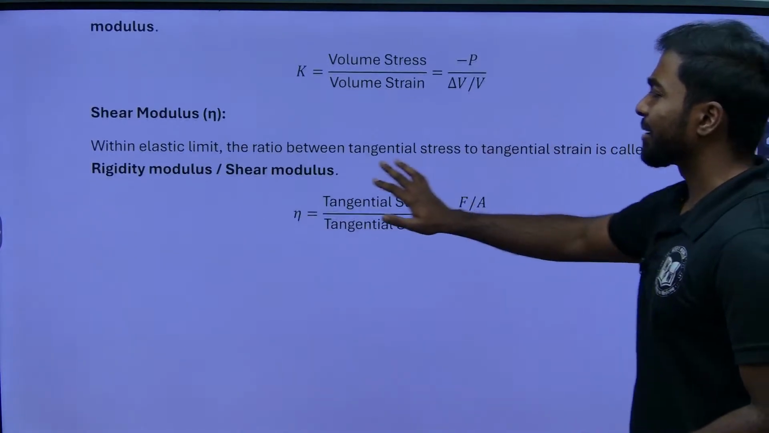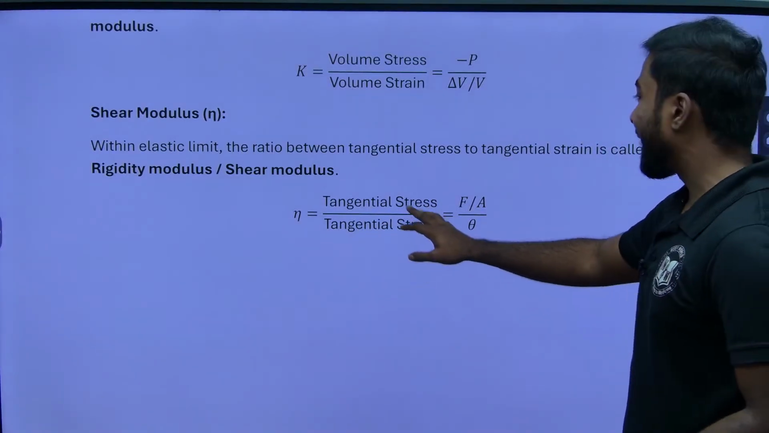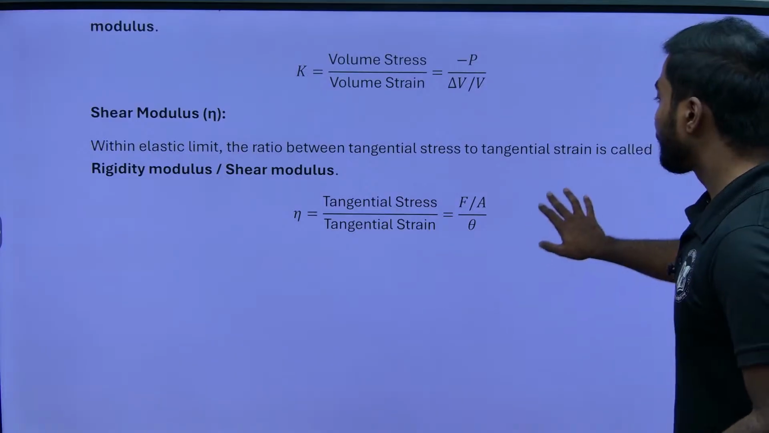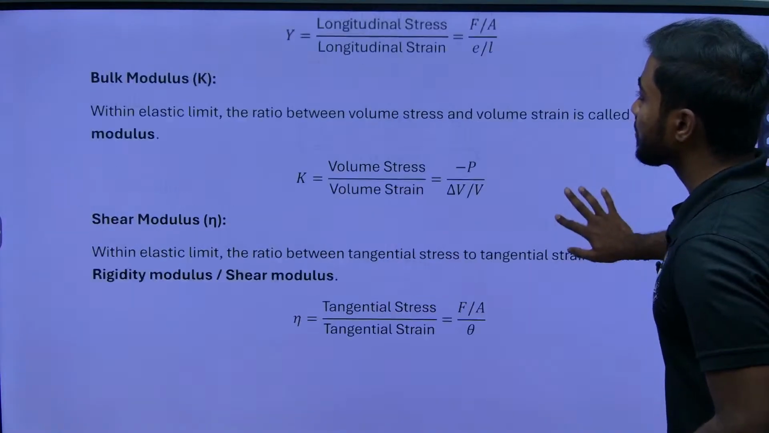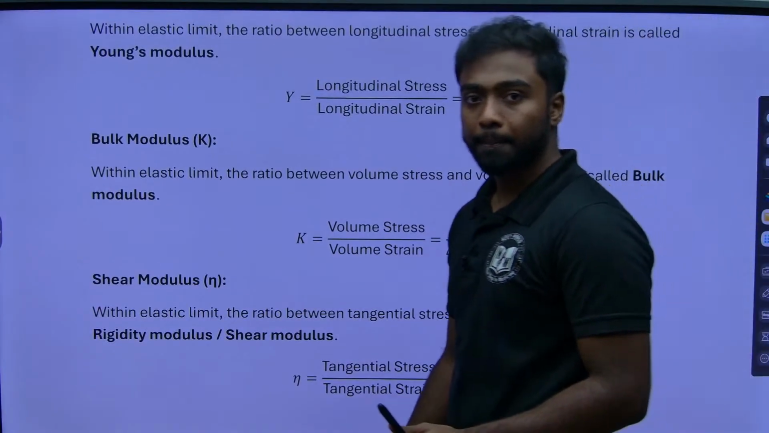Next one is shear modulus. It is tangential stress by tangential strain, or we can say parallel stress by parallel strain. So F by A divided by theta. So this is about the 3 types. You can take a note of this and we can go for the next part of the equation, okay.